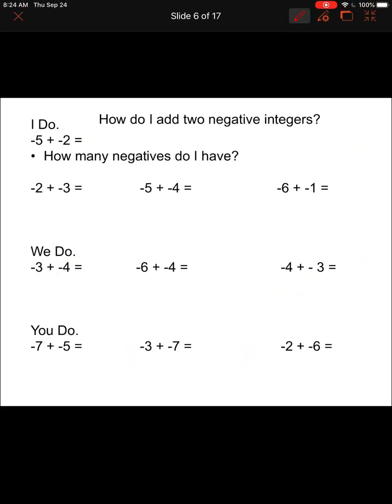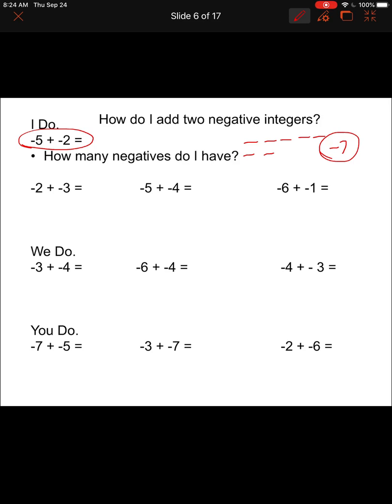And we could do the same thing with negatives. So we have negative 5 plus negative 2. So how many negatives do I have? I have 5 negatives being added to 2 more negatives. So I have a total of 7 negatives.